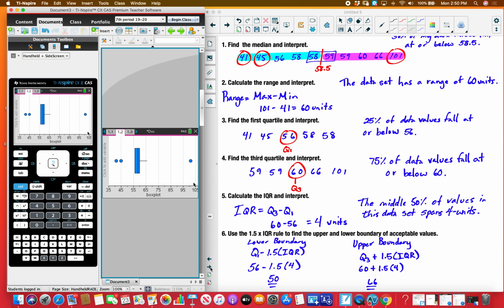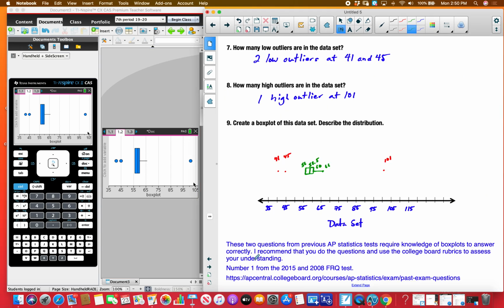And as you see, I got a very similar plot. It looks like it's scaled a little differently, but there you go. And if you hover over these values, it'll actually give you, that's 41, that's 45. There's my Q1, my median, my Q3, my highest value that's not an outlier, and my max. And it shows the outliers as dots. And that's how you would do it on the TI Inspire.